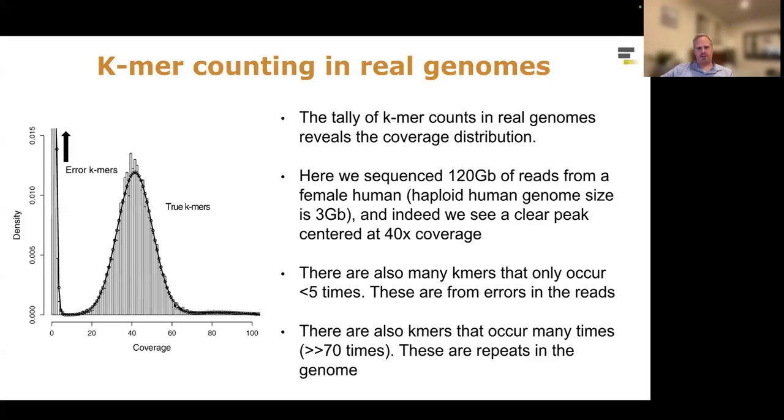Another thing you could do is look at the rest of this distribution. Here it's only plotted out to 100, but there will be some k-mers that occur 1,000 times, some k-mers that occur 10,000 times. In some very large genomes, you may find k-mers that occur millions of times in your read data set. And the amount of coverage there will be proportional to how many times that k-mer occurs in your real genome sequence. So if you get k-mers that occur tens of thousands or millions of times, that's because those k-mers are occurring thousands or hundreds of thousands of times in the genome sequence.